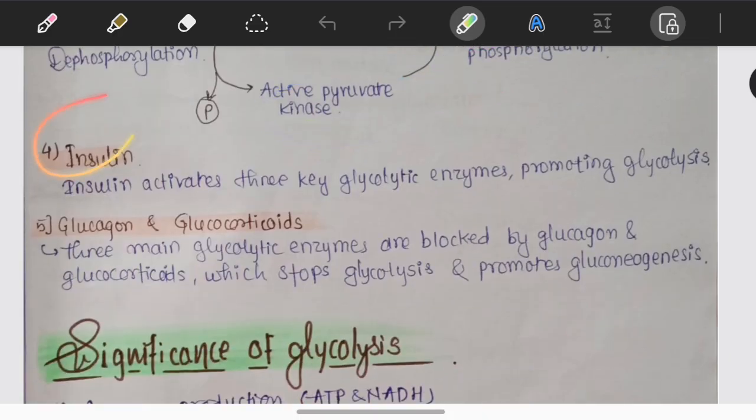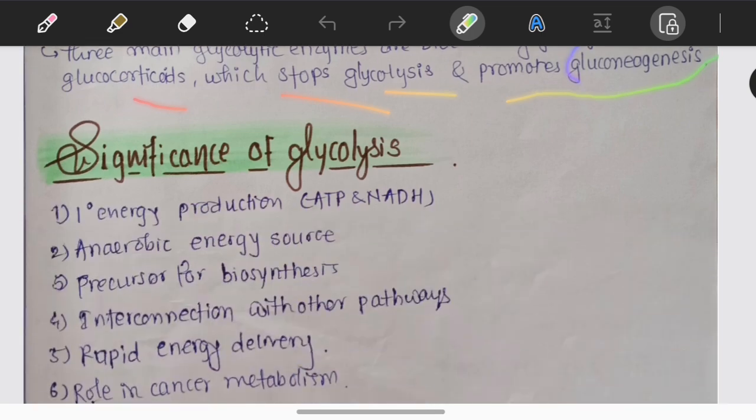Then insulin activates the 3 key glycolytic enzymes, promoting glycolysis. Fifth one is glucagon and glucocorticoids. The 3 main glycolytic enzymes are blocked by glucagon and glucocorticoids, which stops glycolysis and promotes gluconeogenesis.